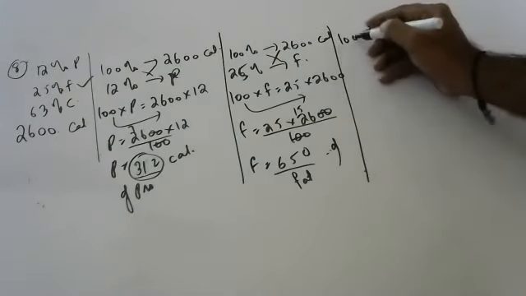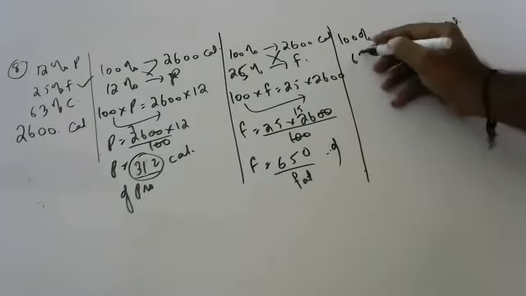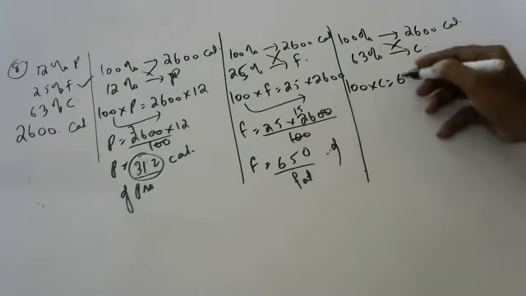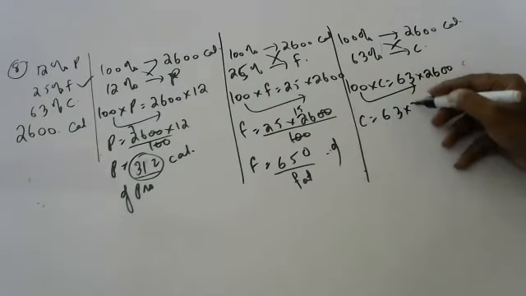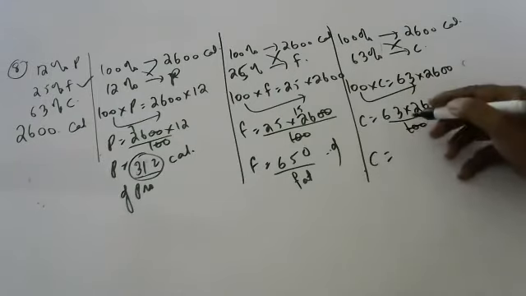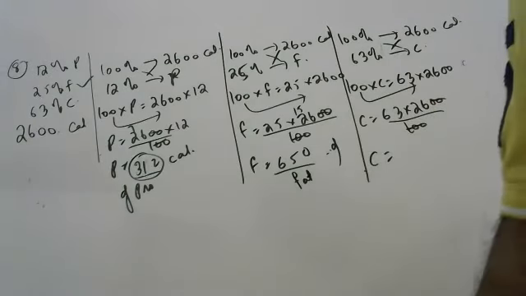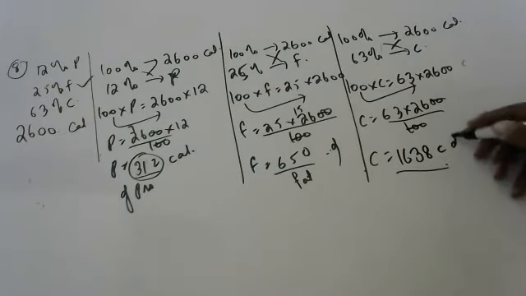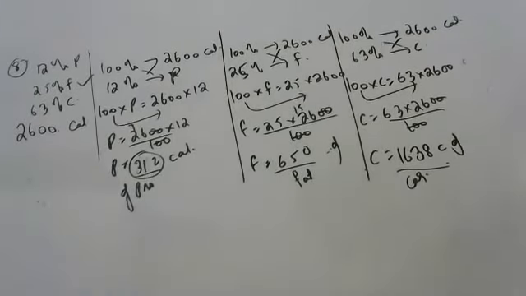For carbs, 100% is equal to 2600. 63% is equal to C. 2600 into 63 is equal to C into 100. Sir, we can simply subtract the other two calories from 2600. That gives 1638 calories of carbs. Yes, that's it. Very good.